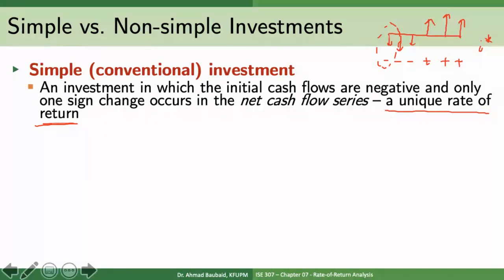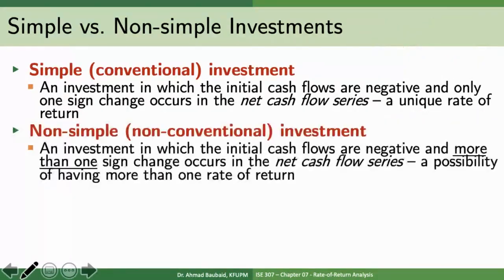Now let me erase this so I can demonstrate the other one. So a non-simple investment has more than one sign change in the cash flow series. So maybe I draw something similar to what I had before, but, just to make it a little bit more interesting, maybe something like this. Now notice this is negative, negative, negative. These are costs. The arrow points down. This is positive. This is negative again. This is positive, and this is positive, right?